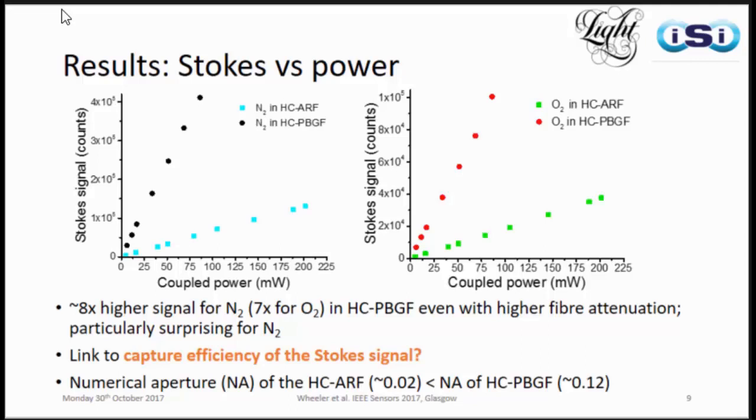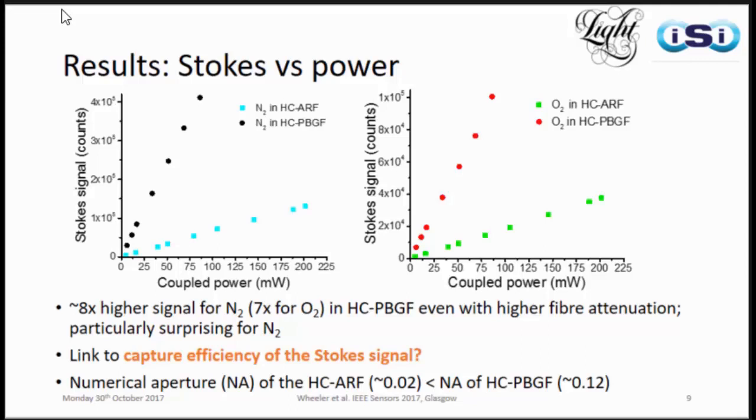So this led us to think again about how we're comparing these two fibres, and one possible explanation is to think about the effective capture efficiency of the fibre. This is linked to the detection angle in that first equation that I showed you. So for our fibres, what we really need to think about is the numerical aperture, so how well they're going to capture the light.